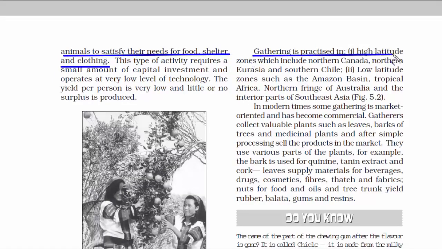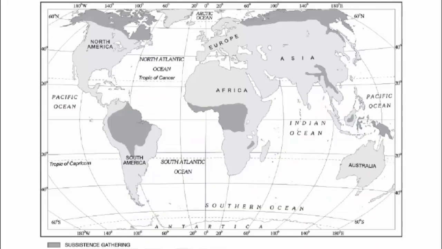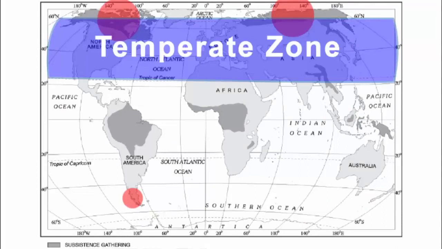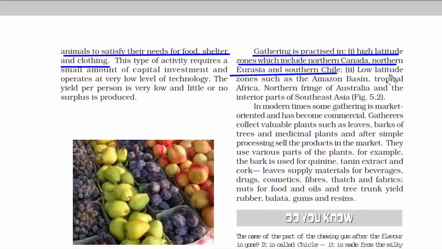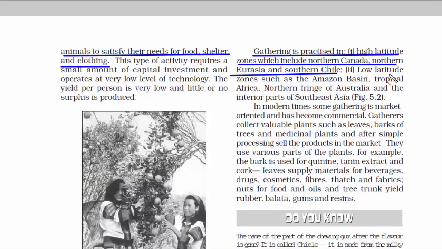Now gathering is practiced in high latitude zones which include northern Canada, northern Eurasia and southern Chile. We are talking about regions above the temperate zone. These places are very cold and they are ideal to grow tasty fruits that have high commercial value. We are talking about apple, pear, peach, plum, grape, strawberry, blueberry, etc. All these are commercial fruits and there is huge demand in the market.